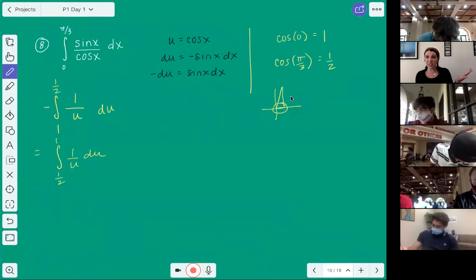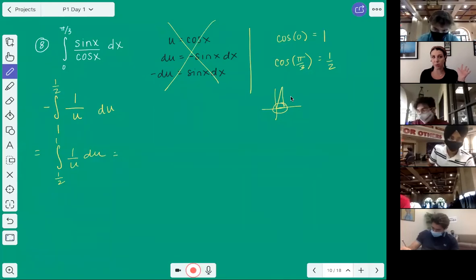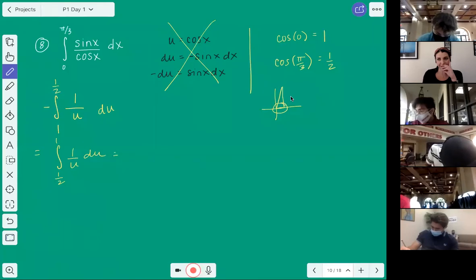So that made it a little easier. I'll be able to plug in the larger number as my top bound. And I was able to flip over my integral and make it negative. Okay, so we've replaced all our bounds. We don't have to go back to this x ever again. We're done with him. We're only going to use our new stuff. I have the integral of 1 over u du.